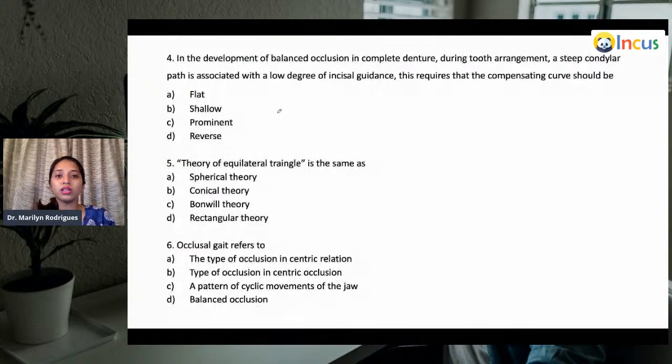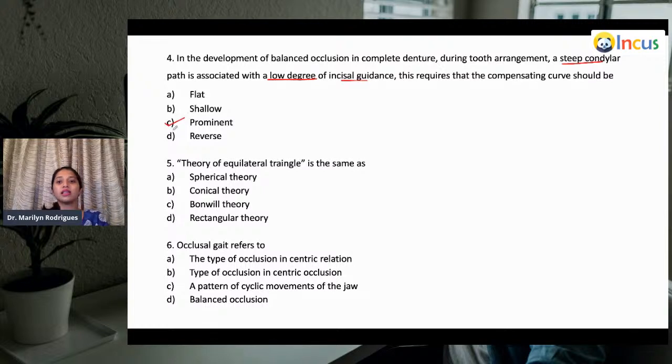In the development of balanced occlusion in complete denture, during teeth arrangement, a steep condylar path is associated with a low degree of incisal guidance. This requires that the compensating curve should be... Okay, so this is a very good question for you to understand whether you have understood the concept of Thielmann's formula, what I was emphasizing before. So putting Thielmann's formula into play in this situation, now steep condylar guidance, low degree of incisal guidance. So what happens in a steep condylar guidance? It is directly proportional to your occlusal plane, compensating curves, and your plane of occlusion. So all these three have to become prominent or steep to compensate for your steep condylar guidance according to Thielmann's formula. So in that case, the option which you should mark is prominent.